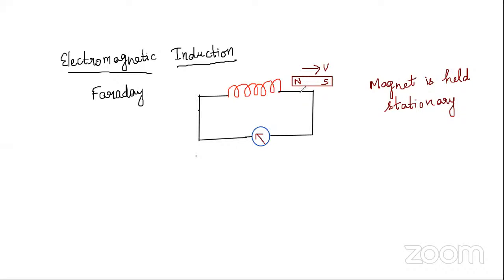In the second case, I have brought the bar magnet with velocity v with the north pole facing the coil. The bar magnet is moved towards the coil. The galvanometer shows deflection on the right hand side. And when you move away the bar magnet with velocity v from the coil, then the deflection of the galvanometer is in the other direction. Now, what is your inference, or what is the explanation for this phenomenon? Can anyone tell me?